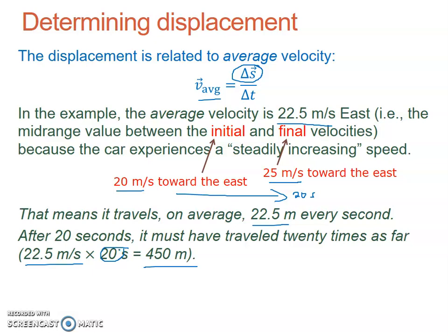It travels a lesser distance at the beginning and a greater distance toward the end, but on average, we find the total distance is going to be given by the average velocity, and that's 450 meters. Okay, we're almost out of our 15 minutes, so I will continue with this in the next lecture.